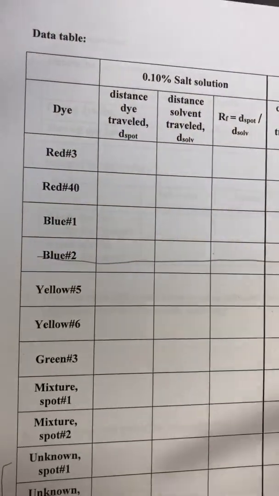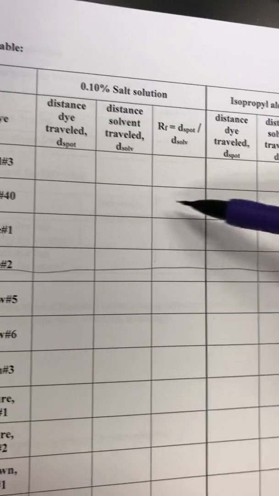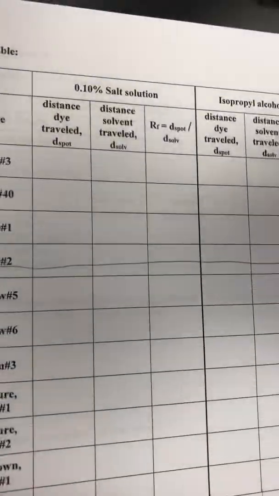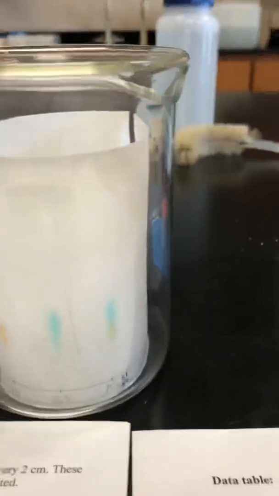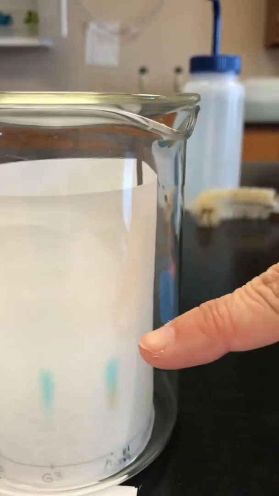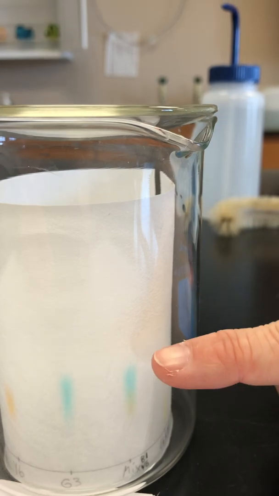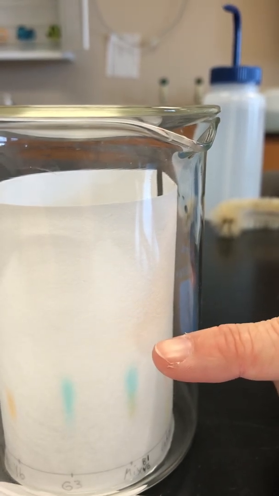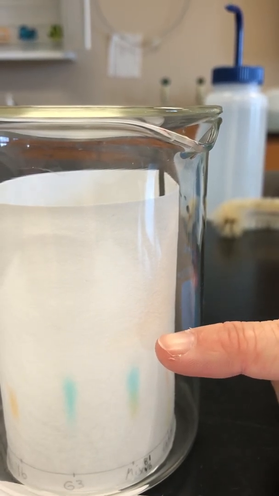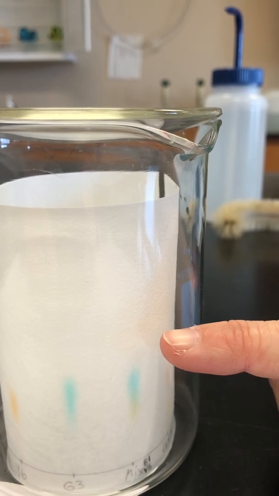So at this point, this was for the salt. You should have all of this first column, your D spot, and all of your second column, your D solvent. So now you could do the math for your RF values. And before we end this video, we've done all of that for the salt. I want to show you how far the isopropyl alcohol has gone, just so you can see how long some of these take. Okay? The isopropyl alcohol is about to the height of where my finger is. And so this one is much slower than the salt solution is.